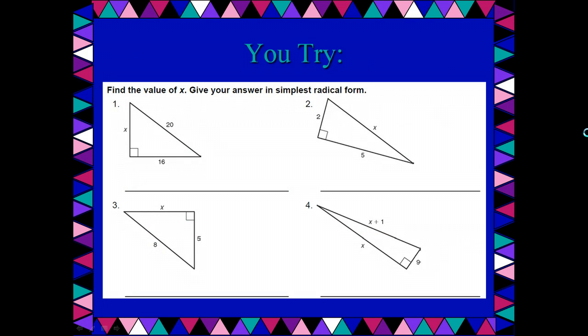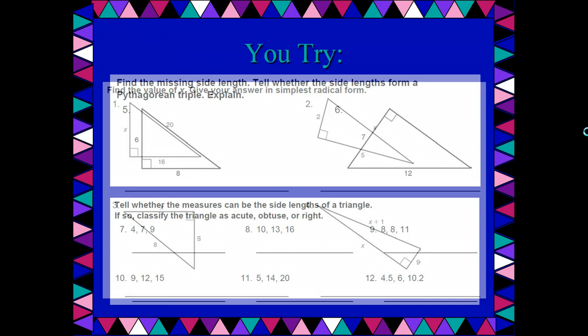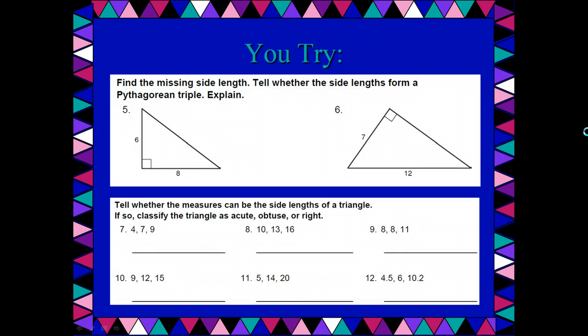Now you try. Find the value of x and give your answer in simplest radical form, so you're not giving me any decimals. Find the missing side length and tell whether the side lengths form a Pythagorean triple. And then tell whether the measures can be sides of a triangle, and if so, classify the triangle as acute, obtuse, or right.